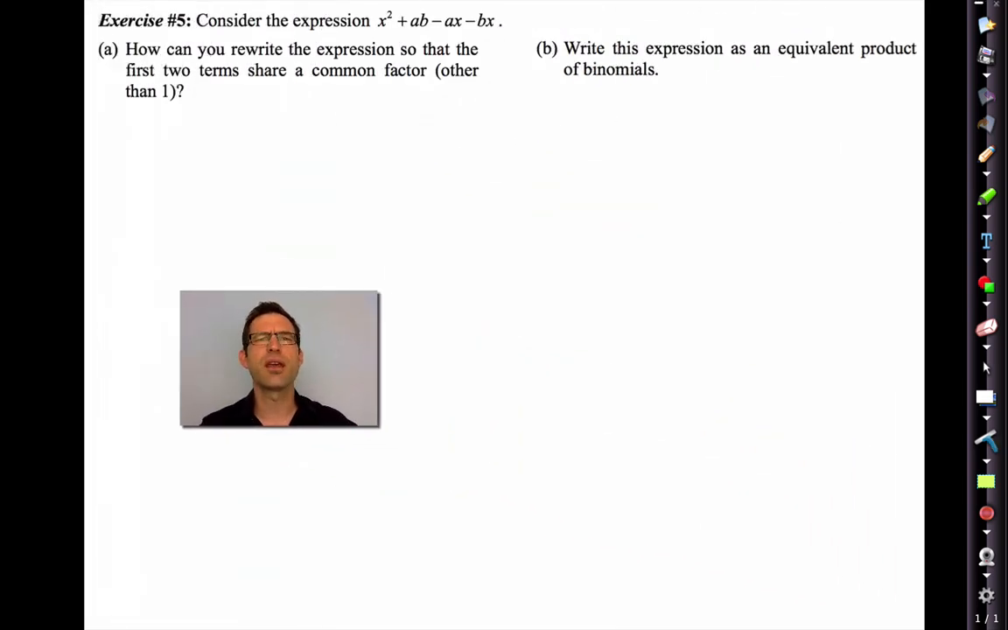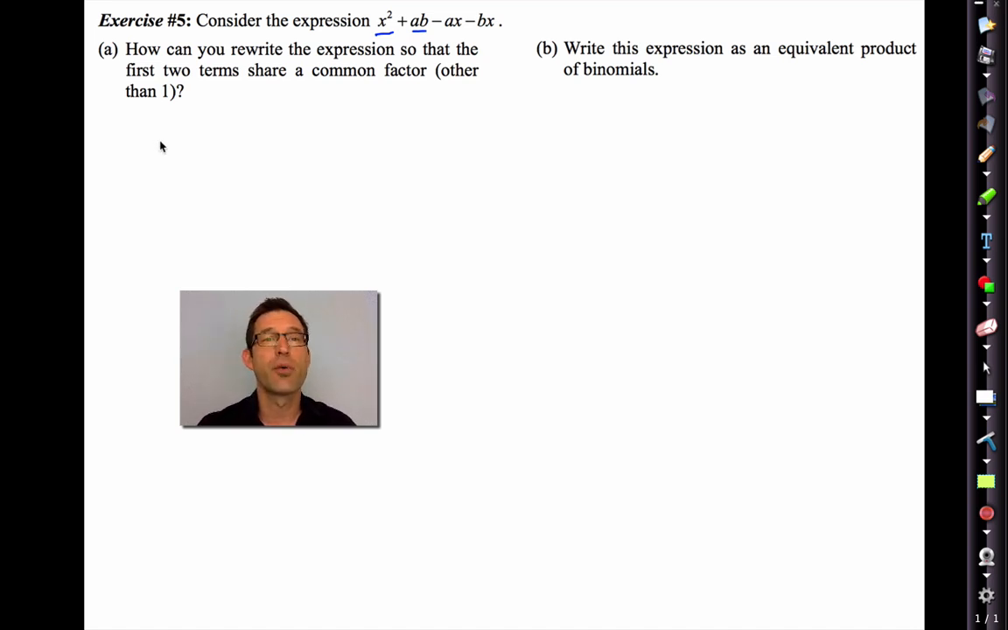All right, now sometimes these can get a little tricky, so I thought I'd throw one out that's A's, B's, X's. Exercise 5. Consider the expression x squared plus AB minus AX minus BX. Letter A asks, how can you rewrite the expression so that the first two terms share a common factor? Because right now, x squared and A times B, they don't share a common factor. So how could you rewrite it so that they share a common factor? Well, the answer is lots of different ways. Lots and lots of different ways.